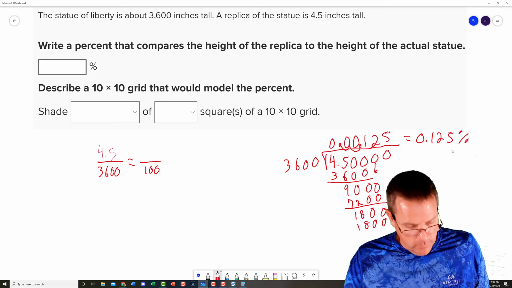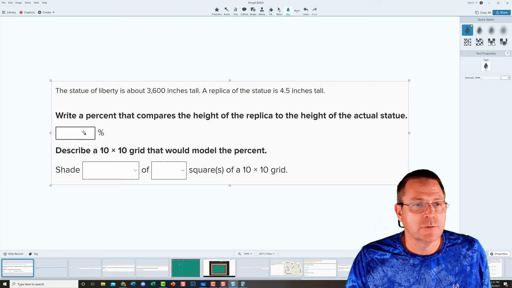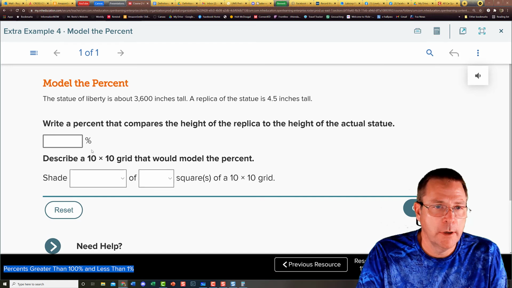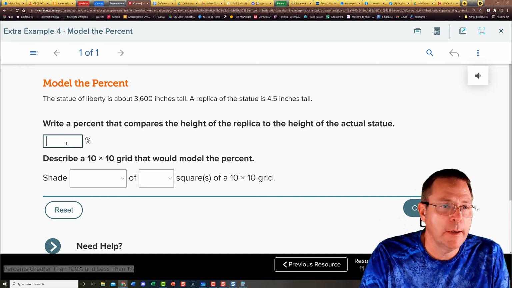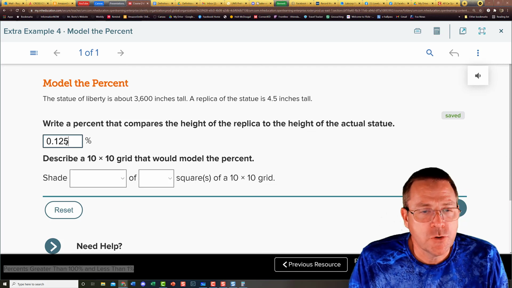0.125%. With that, I can go back over to my answer key. I'm going to say the actual statue. Oh, that's not the right one. This one here is going to be 0.125. I'm not sure this is going to work.